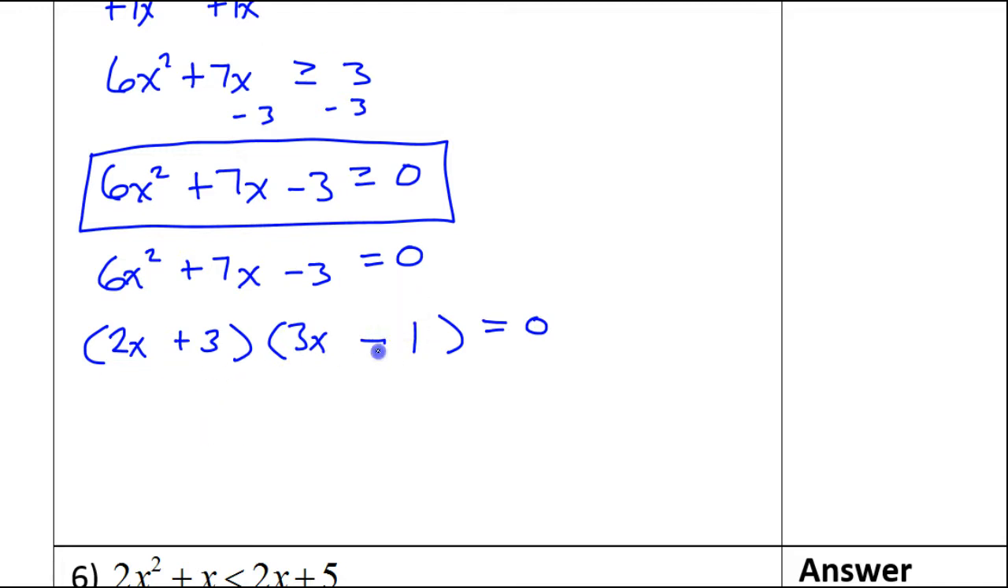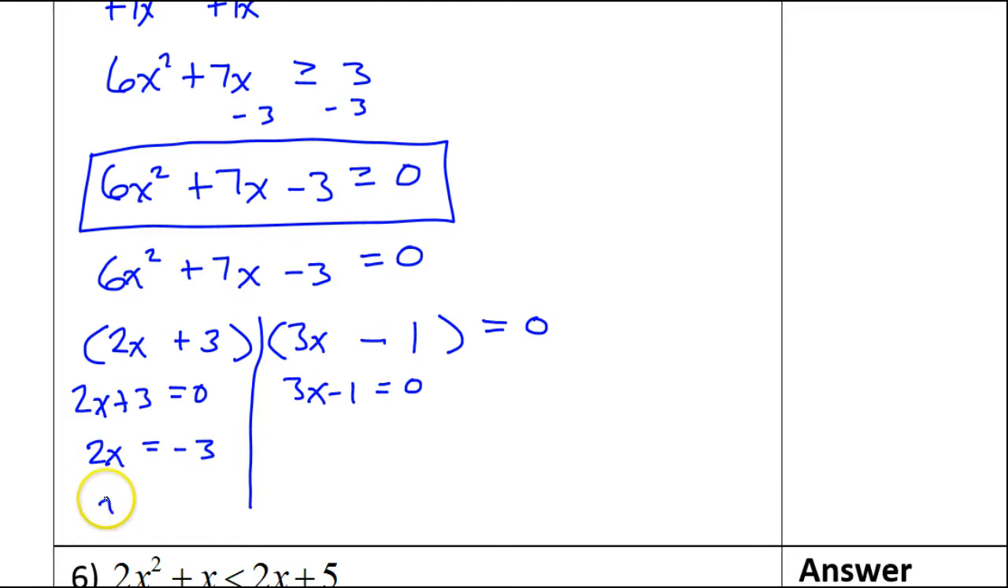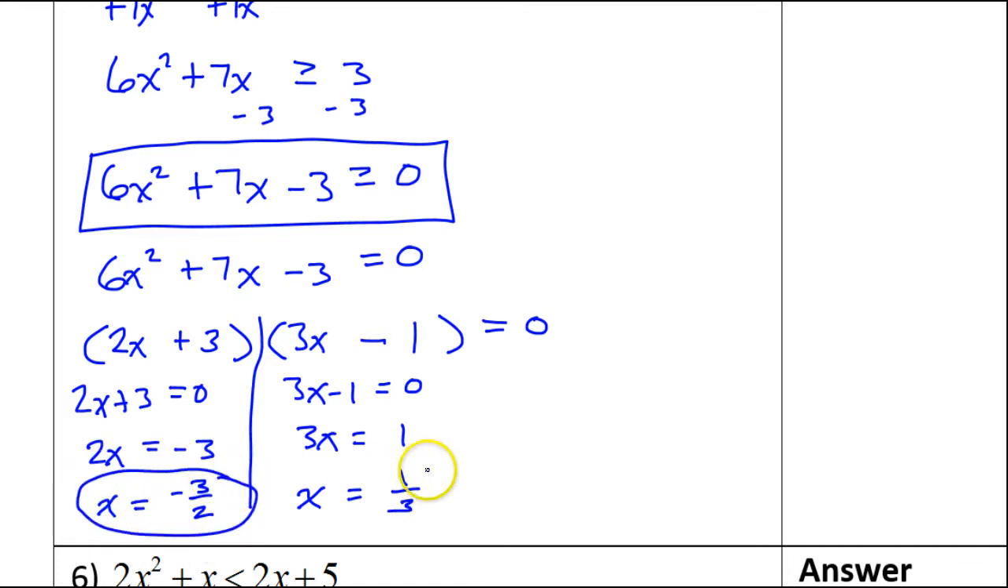To continue solving this, I need to set these factors equal to 0. So I'm going to set 2x plus 3 equal to 0, and I'm going to set 3x minus 1 equal to 0. So let's see. Subtracting 3 from both sides, 2x will equal negative 3. Dividing both sides by 2, x is equal to negative 3 over 2. Adding 1 to both sides, I have 3x is equal to 1. Dividing both sides by 3, I get x is equal to 1/3. So these are the zeros of the polynomial.